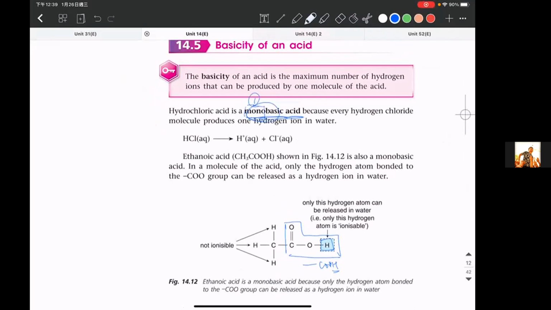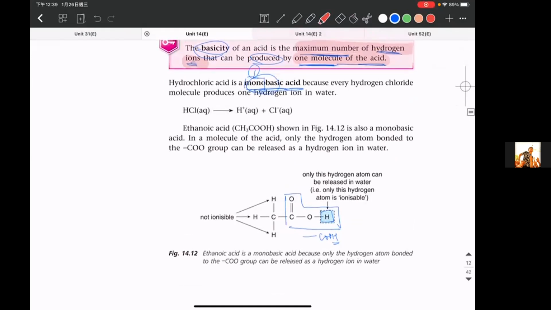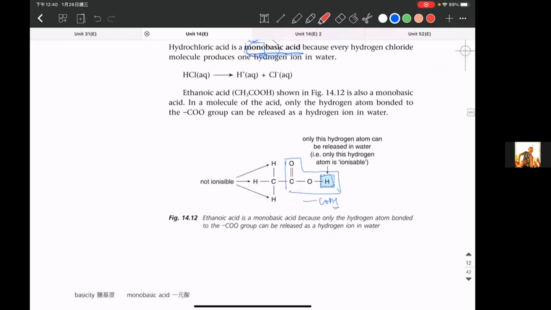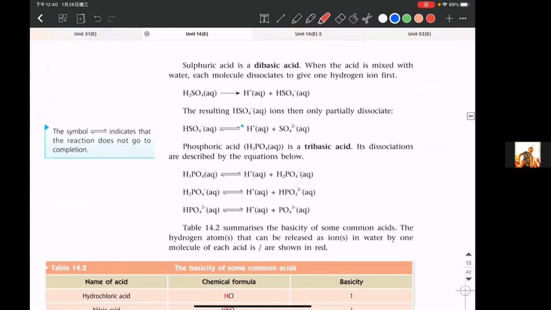So you may have heard of this term basicity, 鹽基度, which will tell you the maximum number of hydrogen ions that can be ionized by one molecule of an acid. So take a look at the words one molecule of acid, how many hydrogen ions can be produced. Each different acid will have different basicity. For example, HCl, hydrochloric acid, its basicity is 1. Ethanoic acid, even though I've got 4 hydrogen atoms found inside one molecule, also has basicity 1. But H2SO4 is a dibasic acid because each H2SO4 molecule will produce 2.